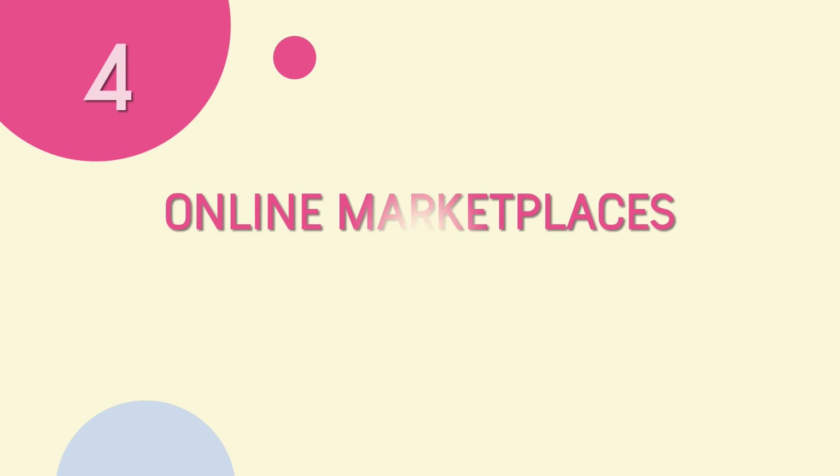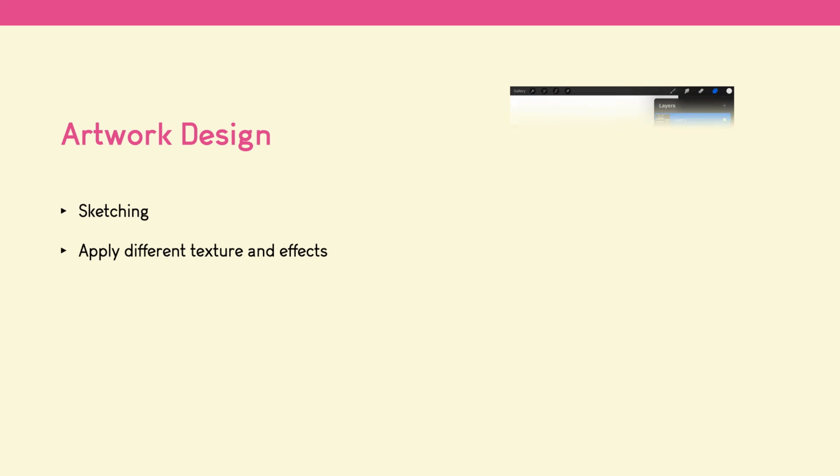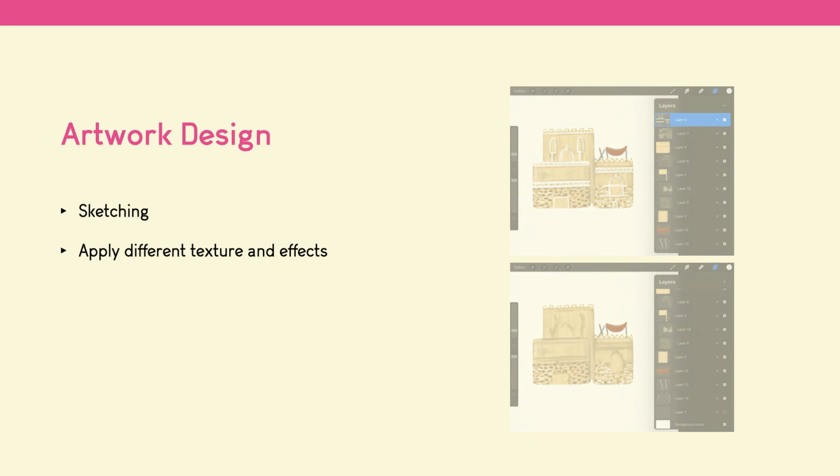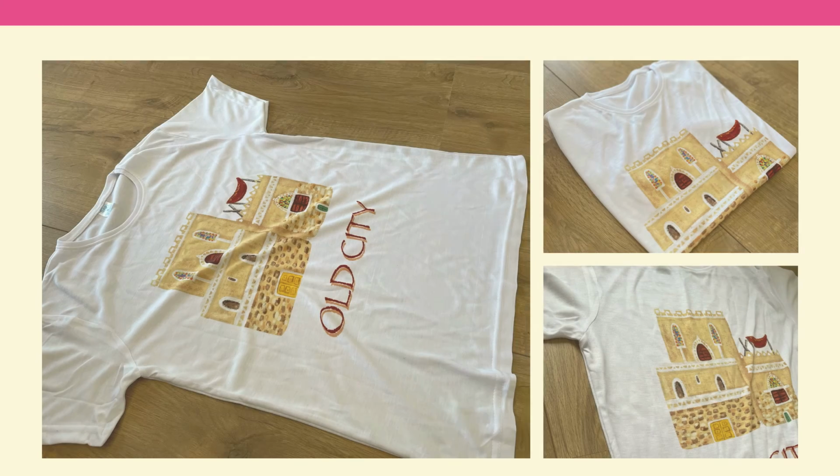Question 4. Online marketplaces. The question requires to create an original artwork and place it on a physical product. The first step was to sketch my artwork using Procreate. Then I applied different textures and effects to add more depth to the design. To make the design more significant, I added text. Finally, I decided to place my design on a t-shirt and photograph it from different angles.